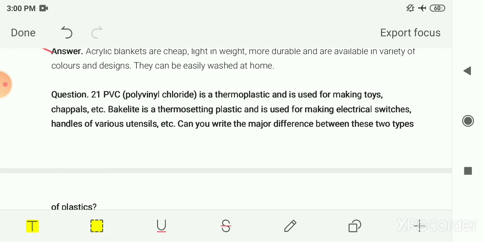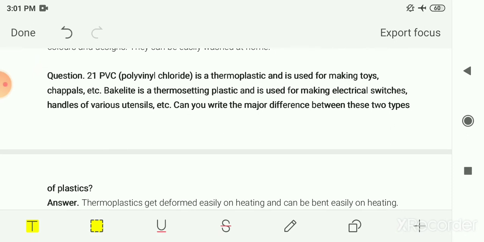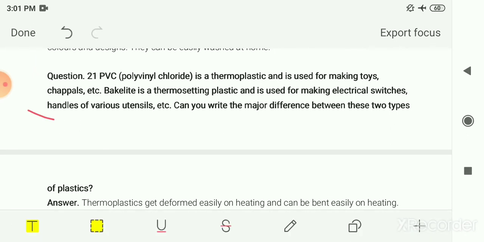Next, 21 number question. PVC, or you can say polyvinyl chloride, is a thermoplastic and is used for making toys, chappals, etc. Bakelite is the thermosetting plastic and is used for making electric switches, handles of various utensils, etc. Can you write the major difference between these two types of plastic? So in short, we have to write the difference between thermoplastic and thermosetting plastic.